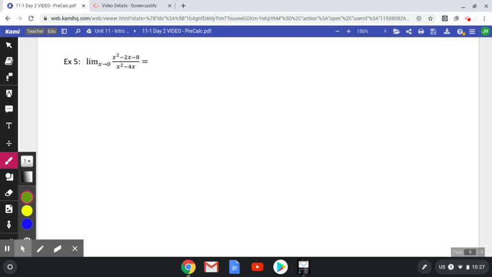So the limit from the left is not the same as the limit from the right. And we have to write DNE for does not exist for this particular one.